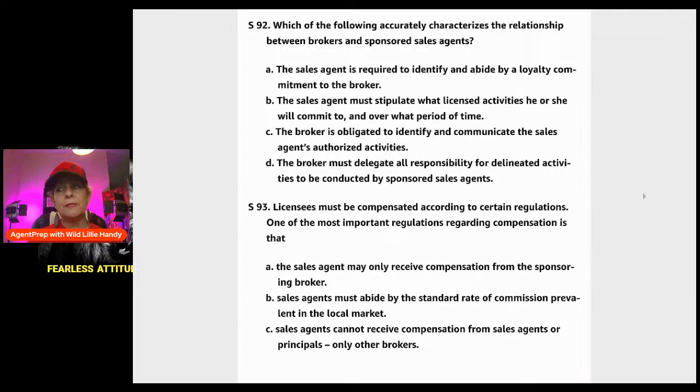No, 92 is not A. Take another attempt. Type your answer in the chat. Yes, 92 is C.